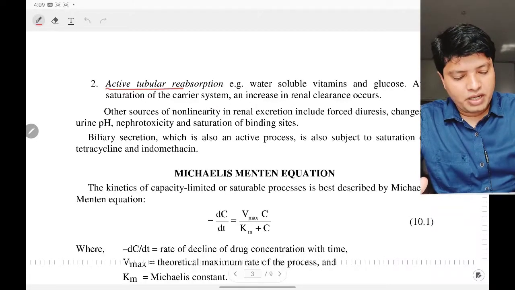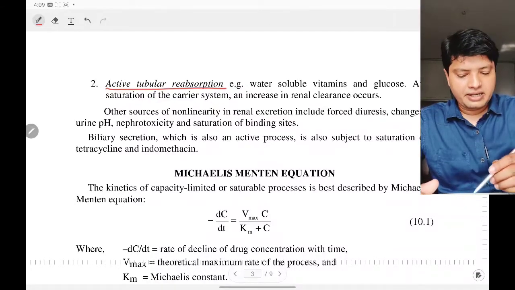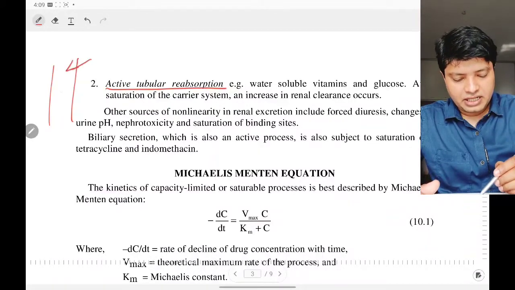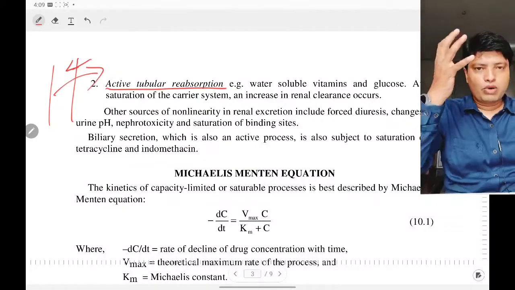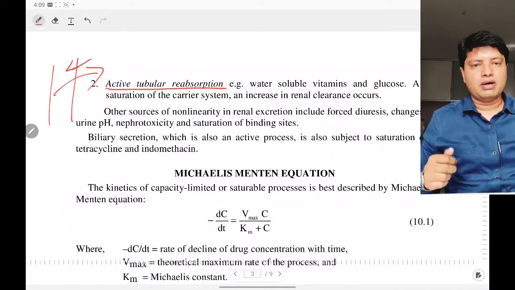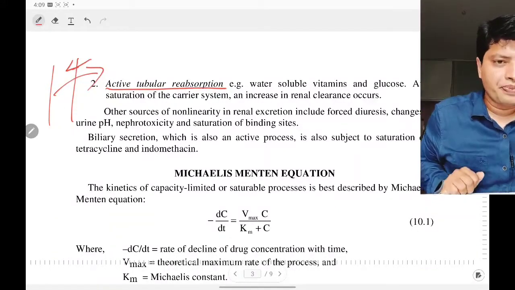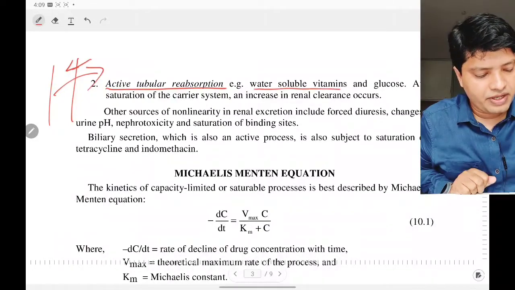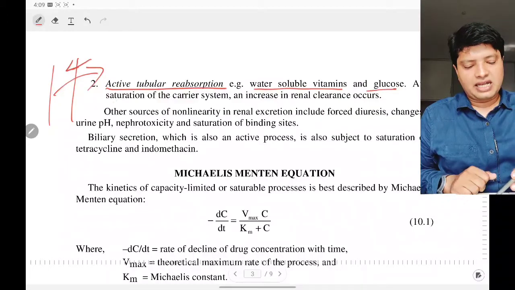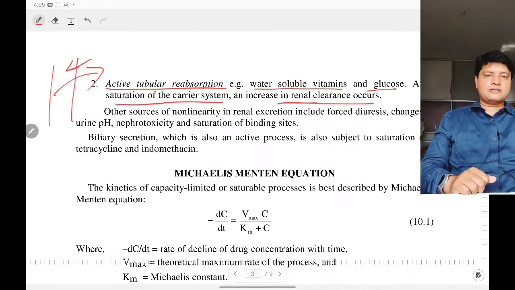Then active tubular reabsorption. First we saw tubular secretion, now reabsorption is occurring. The glomerular filter is filtering the metabolite, but that drug is again reabsorbed in the tubular reabsorption. Examples are vitamins and glucose. After saturation of the carrier system, an increase in renal clearance occurs.